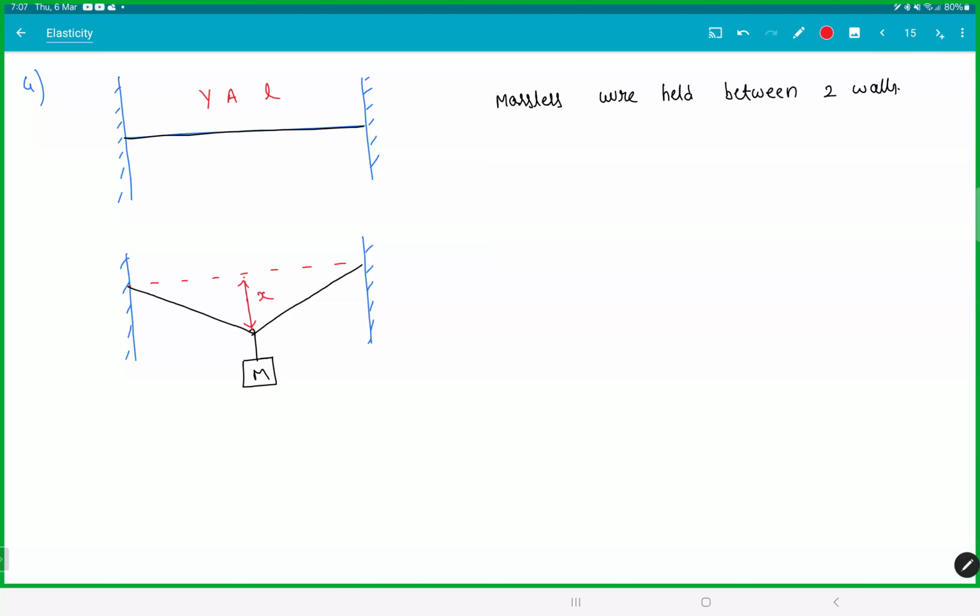This distance is X. A mass M is attached at the center, and it goes down by X. Assume X is much, much smaller. I'm exaggerating the figure, but that X will be very, very small, in millimeters. If the length of the wire is 1 meter, it will barely sag by 1 millimeter. Assume X is much, much less than L. Find X.